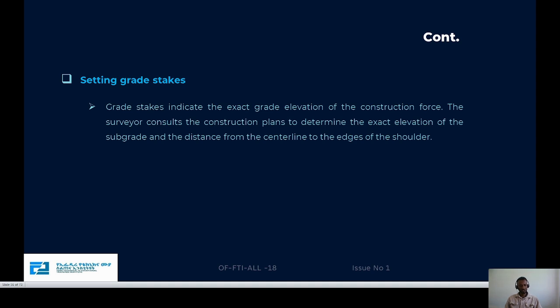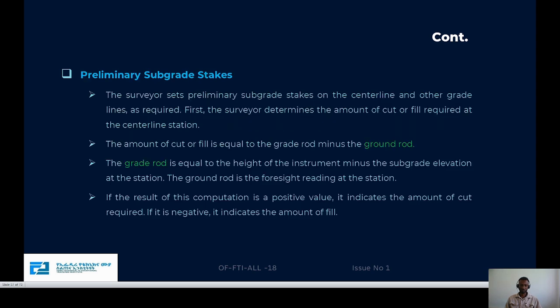And also setting grade stakes. Grade stakes indicate the exact grade elevation for the construction forces. So the surveyor consults the construction plans to determine the exact elevation of the subgrade and the distance from the center line to the edge of the shoulder. Preliminary will be subgrade stakes. The survey sets preliminary subgrade stakes on the center lines and other grade lines as required.